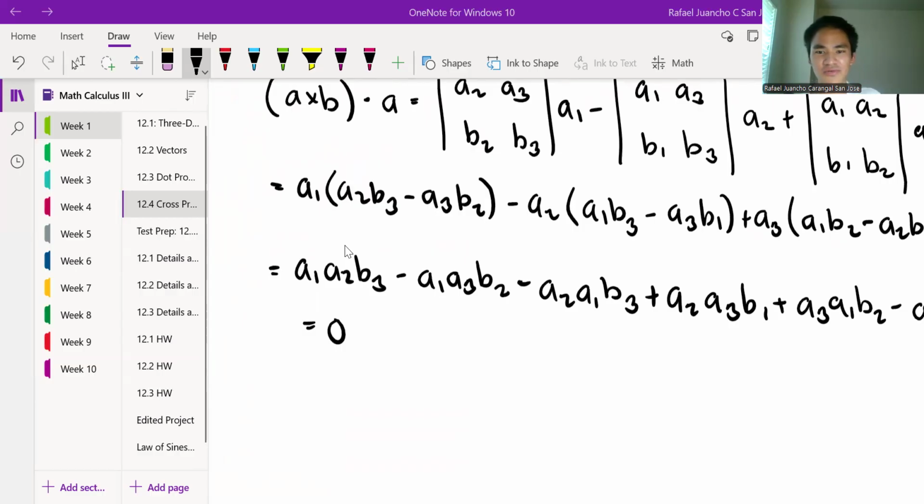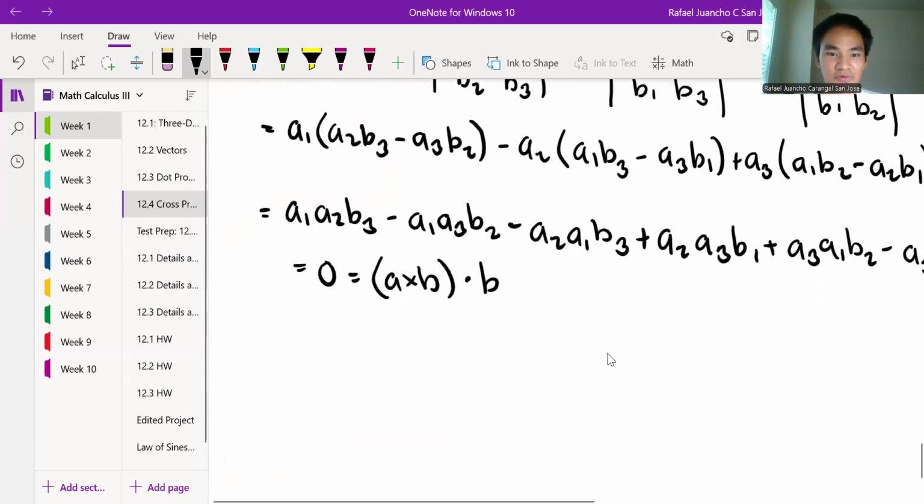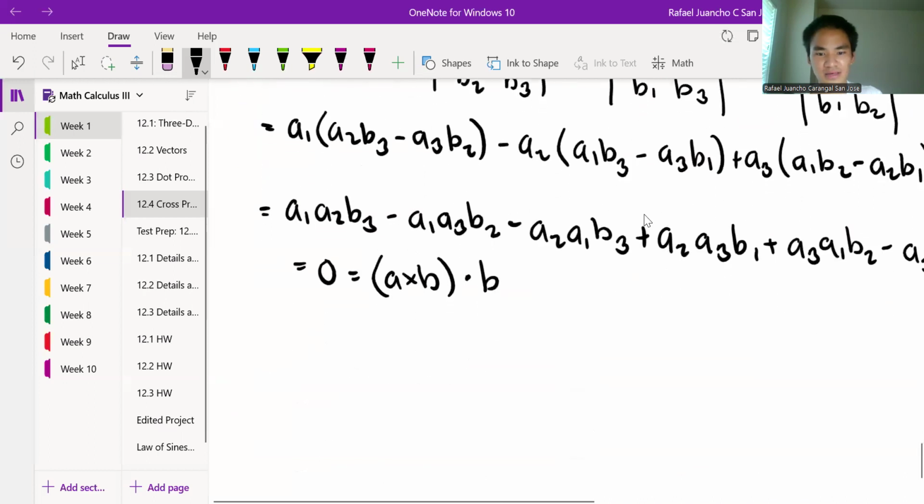And this also works for B. We're just going to change A1, A2, A3 to be B1, B2, B3, and we're going to get the same thing. So that's the proof. Very long.